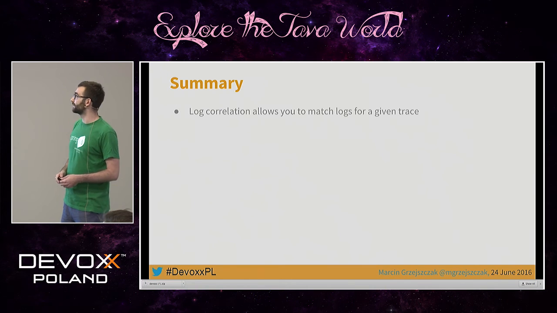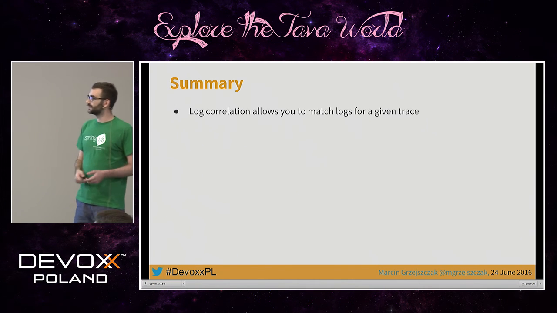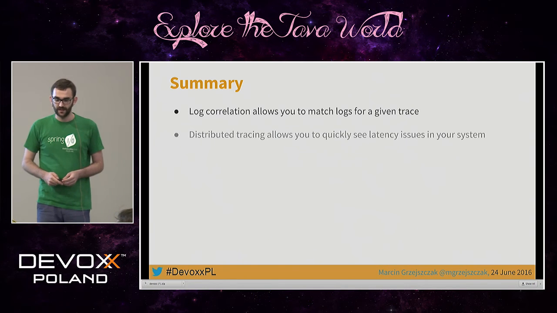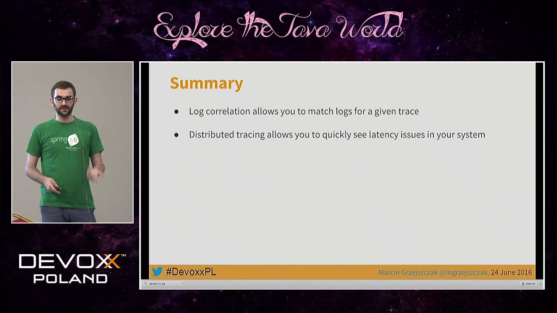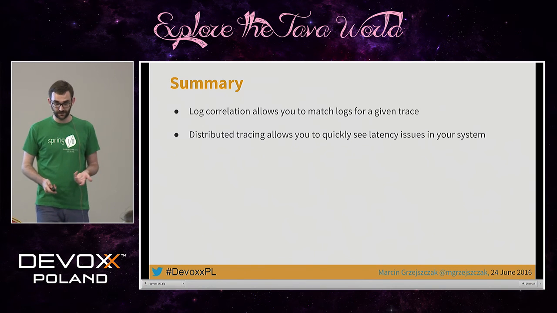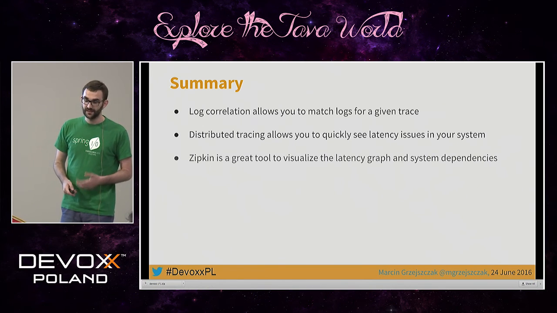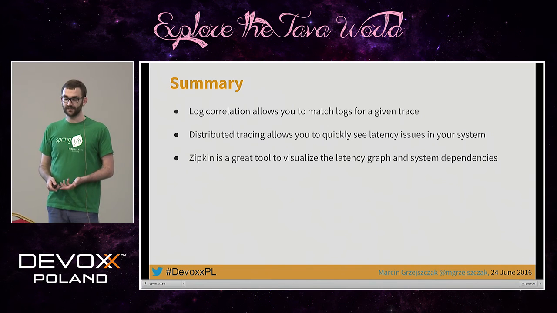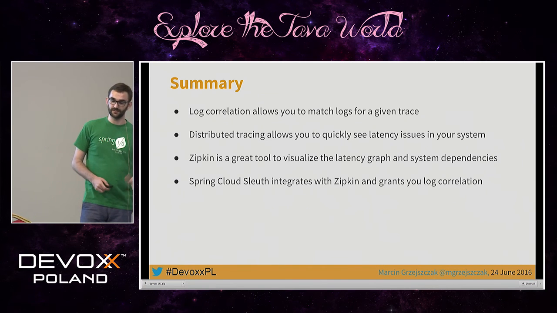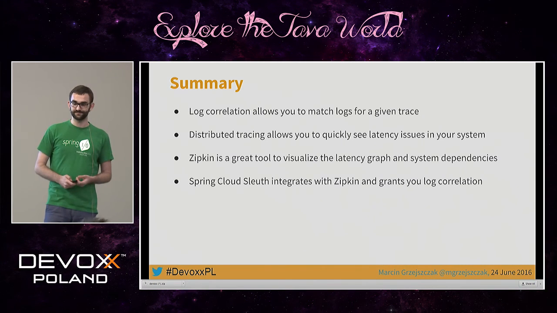Okay, so the summary. Log correlation always allows you to match the logs for a given trace in a distributed system. Distributed tracing allows you to quickly see latency issues in your system. You just take a look and you see some potential problems. Zipkin is a great tool to visualize the latency graph and system dependencies, as you could see. And Spring Cloud Sleuth integrates in a nice way with Zipkin and grants you log correlation.